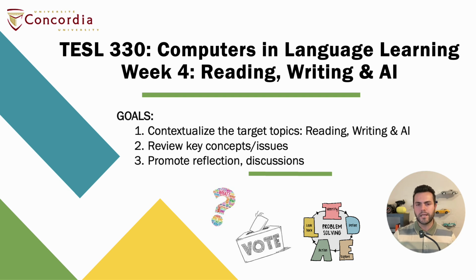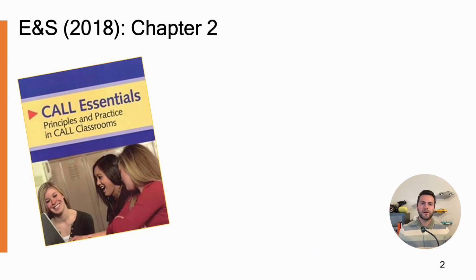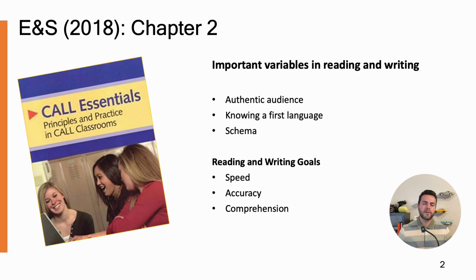experiences or future classrooms. Let's begin by looking at some important variables that affect how learners read and write, especially in tech-driven environments. This slide summarizes some of the key variables that affect reading and writing instruction according to the chapter. First, we've got the idea of an authentic audience. This means giving learners a real reason to read or write, and that's beyond just doing it for a grade. For example, writing a blog post or peer feedback can be much more motivating than writing for a teacher, right?